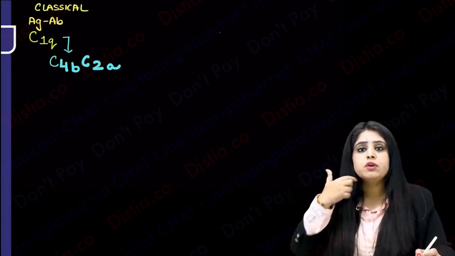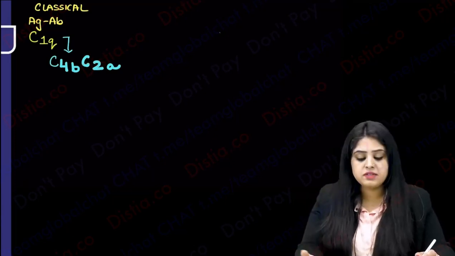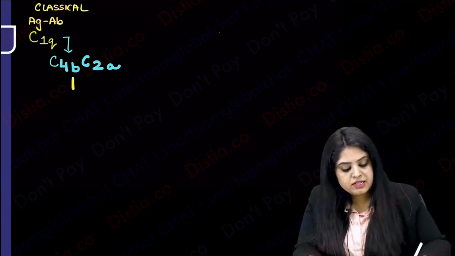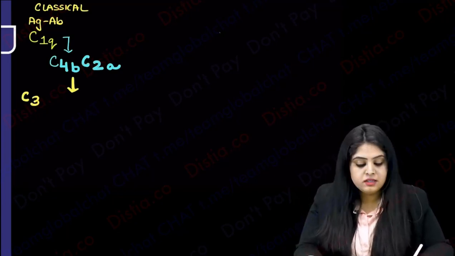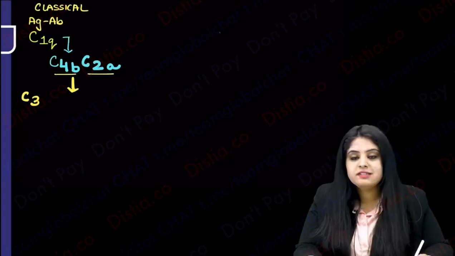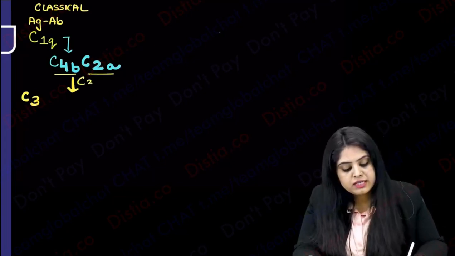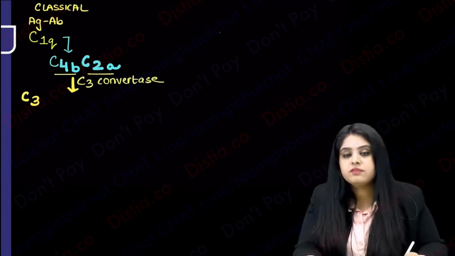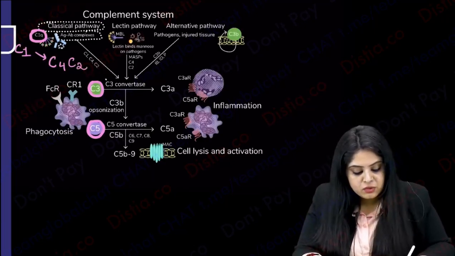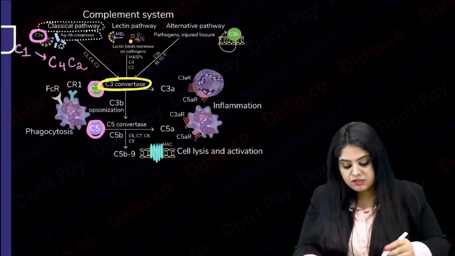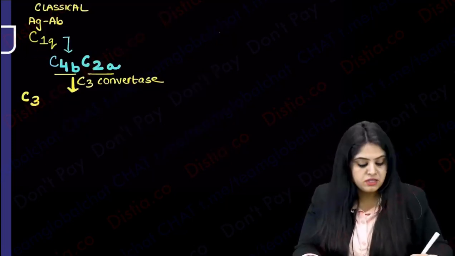So now 4 activated, 2 activated. Even numbers done. Move on to the odd numbers. Which is the one that you will activate? You will want to activate C3. So can I say who is activating C3? 4B and 2A is activating C3. Can I call it the C3 convertase? So C4B2A, that is what was there in the previous one also, if you realized. They were together known as the C3 convertase because they were converting C3 into what?